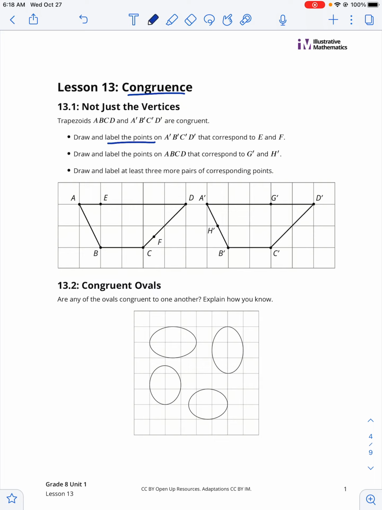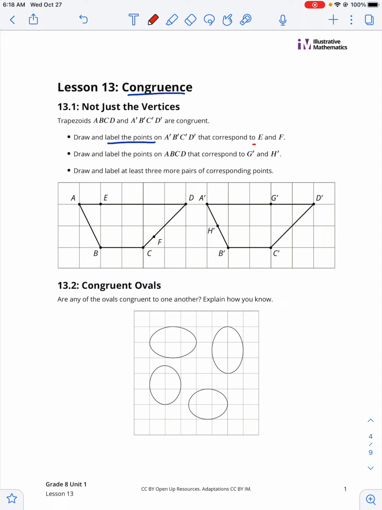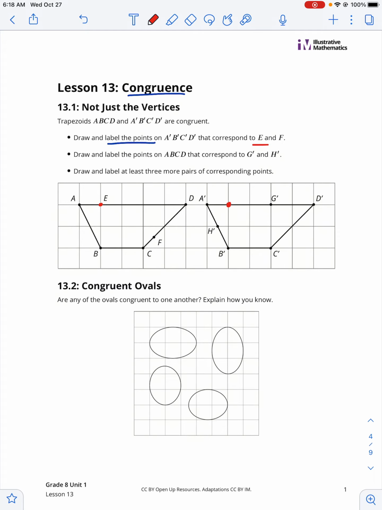Okay, so you should have tried 13.1. Let's just try a couple examples. I'll show you where point E is. If we can see that E is here on trapezoid ABCD, on trapezoid A prime, B prime, C prime, D prime, E is just 1 unit over from A. And we can tell that's true because this is a translation. The corresponding points A, B, C, D, C, D follow the same order.